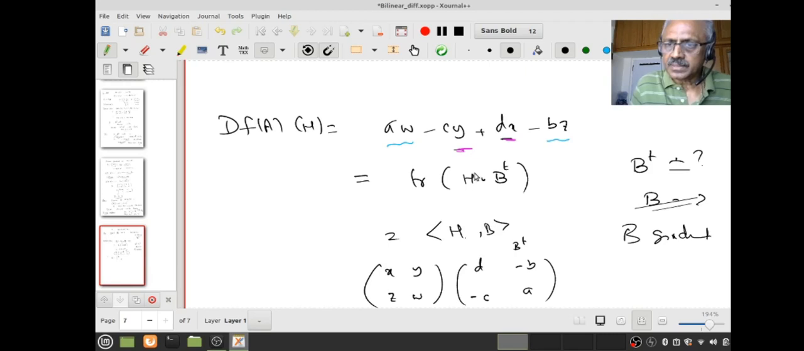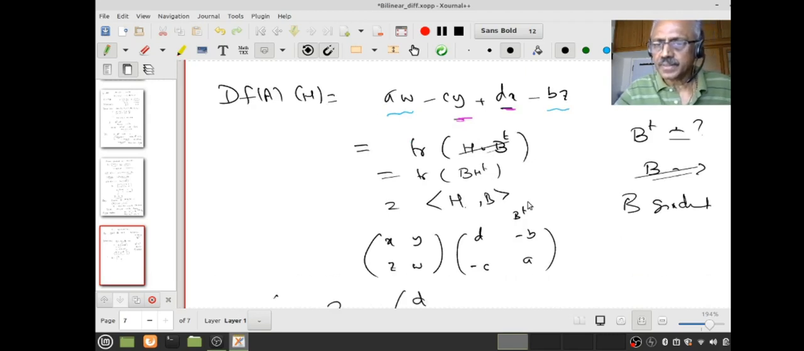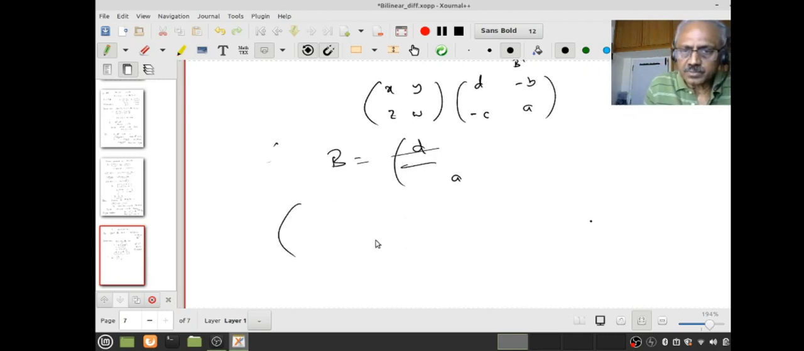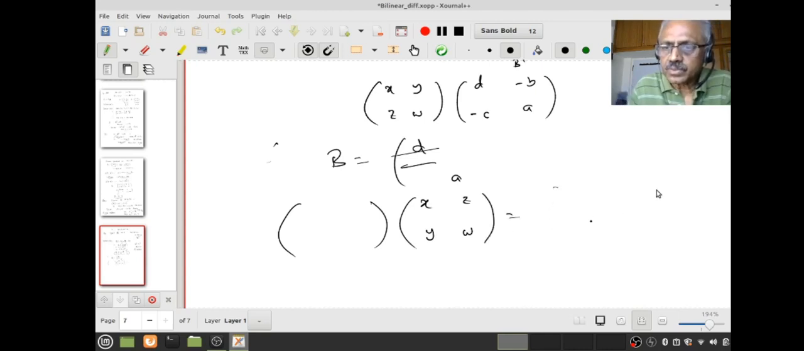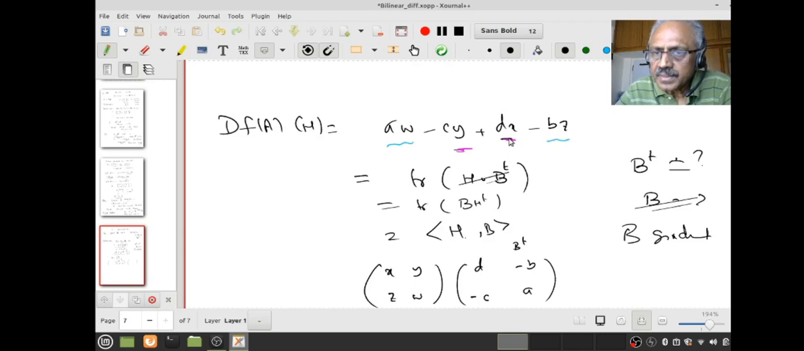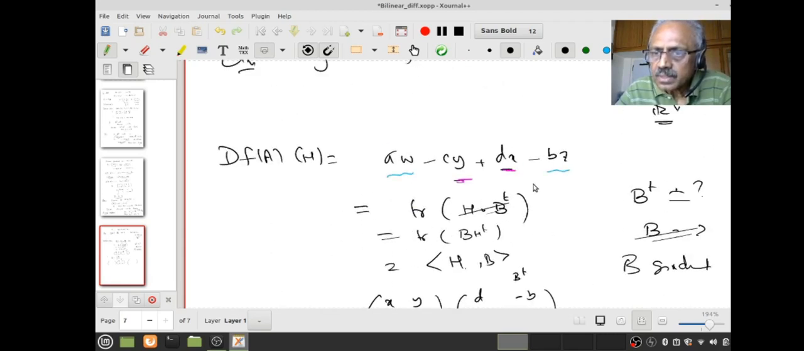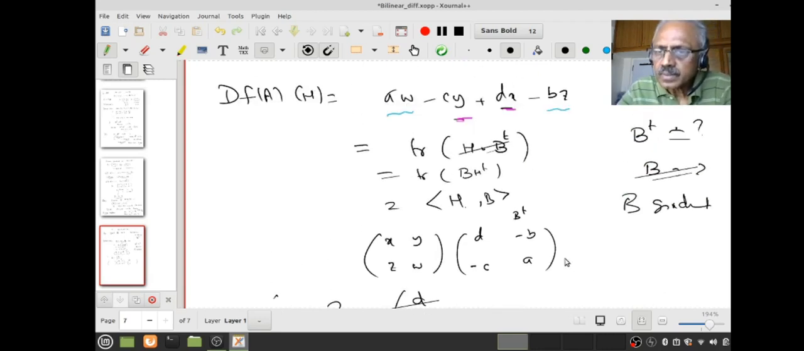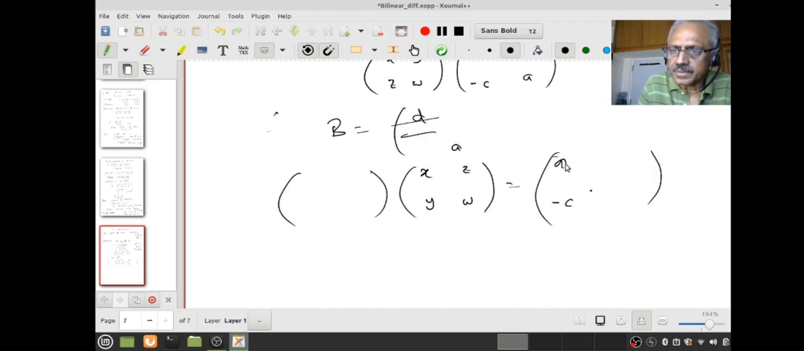Okay, let us do that. This is the same as, let me write this, trace of B H transpose. So let us do that. You will see why I want this. Just bear with me for a minute. Notice this is B and this is X, Y, therefore Z, Y and W. This I want to be the first row, first column. Therefore that should be something with A. X is going to be D, and then Y is going to be C. Therefore A and minus C. X is D, sorry, D and minus C.